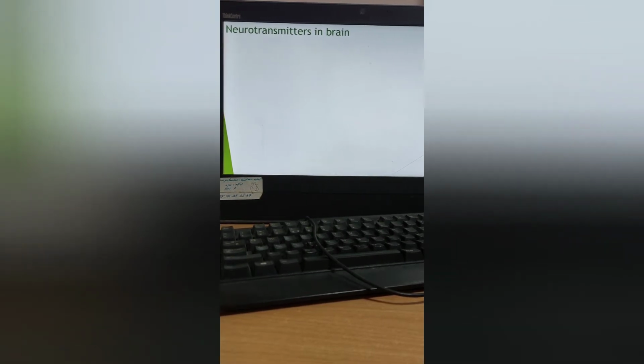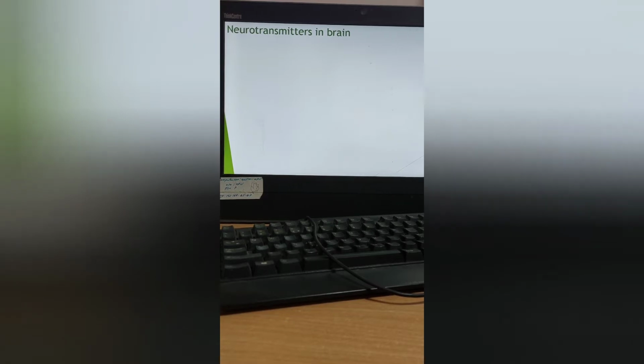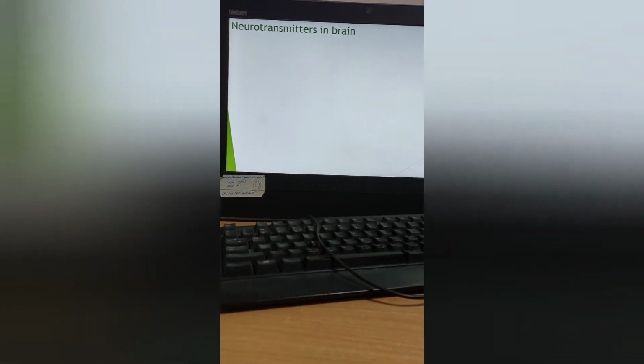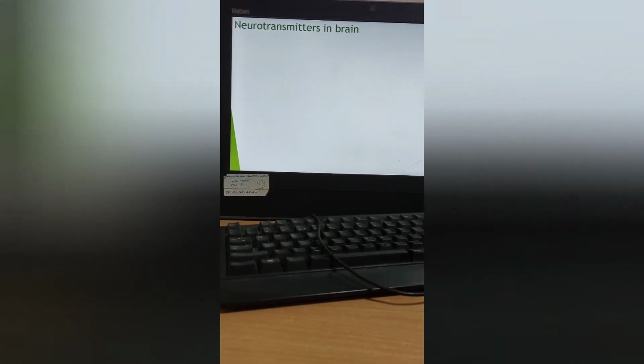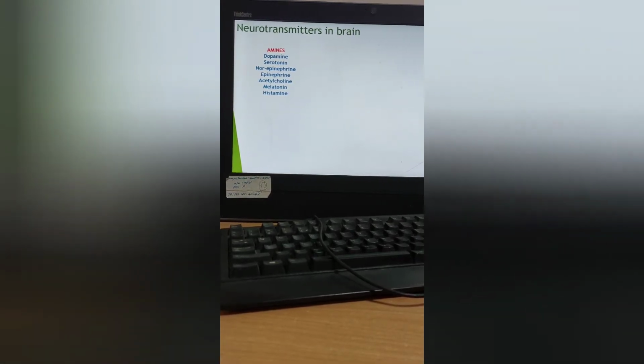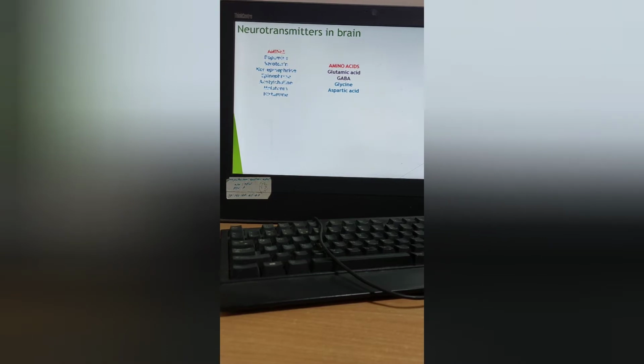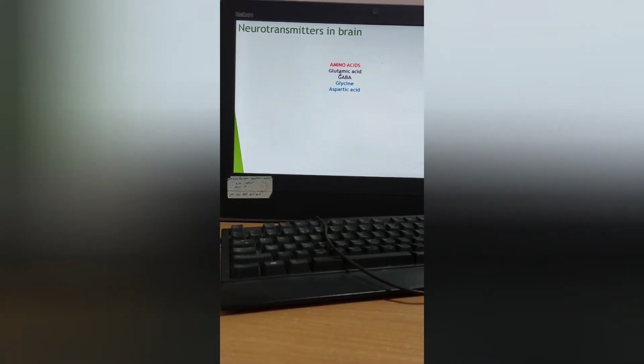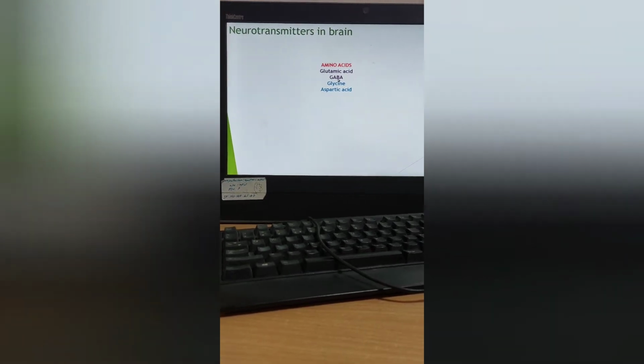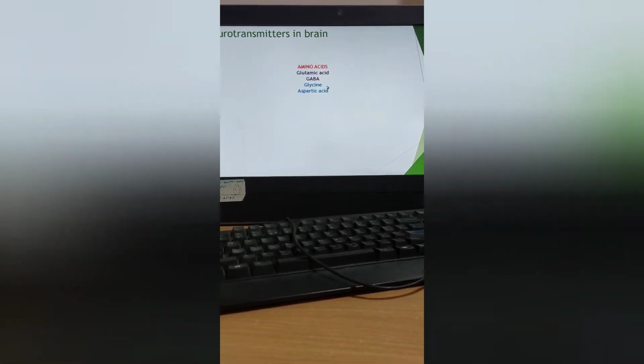Coming to the neurotransmitters in the brain. As I told you at the very beginning of the lecture, there are many neurotransmitters in the brain. Just an overview of what other neurotransmitters are present in the brain: we have amines, we have amino acids. As I told you, remember only glutamic acid and GABA, gamma aminobutyric acid, in relation to epilepsy. These glutamic acid and GABA are secreted in the mitochondria of the neuron.